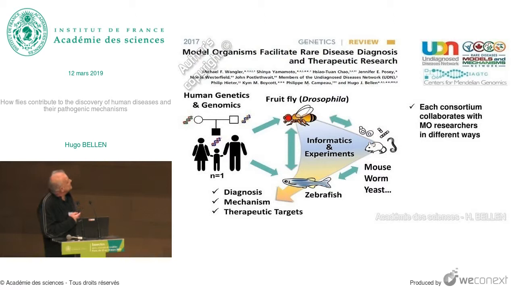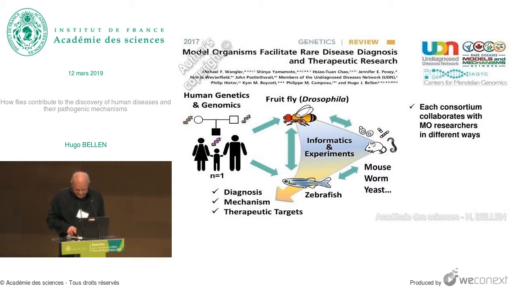In about 25% of the cases, we work with zebrafish, and in about 5 to 10% of the cases, we work with either C. elegans or mouse. And so, in these collaborative efforts, we not only interact with the Undiagnosed Diseases Network, but we also interact with other consortia, like the Center for Mendelian Genomics and the Rare Disease Foundations in Canada, and currently my lab interacts with many sites throughout Europe and in Asia.